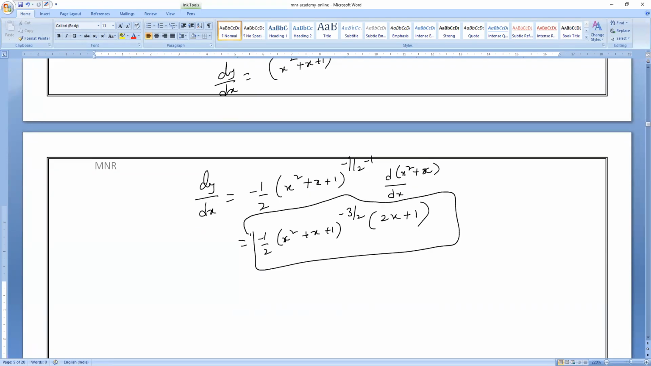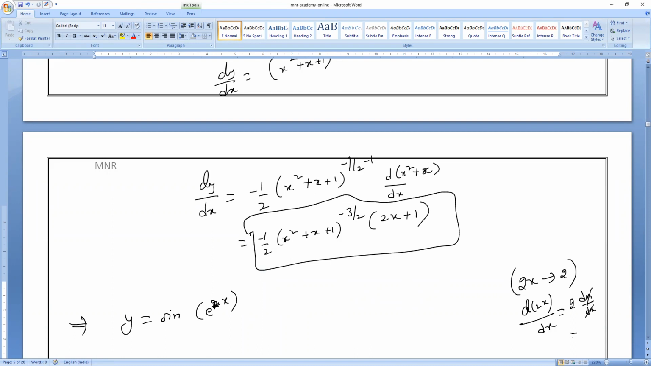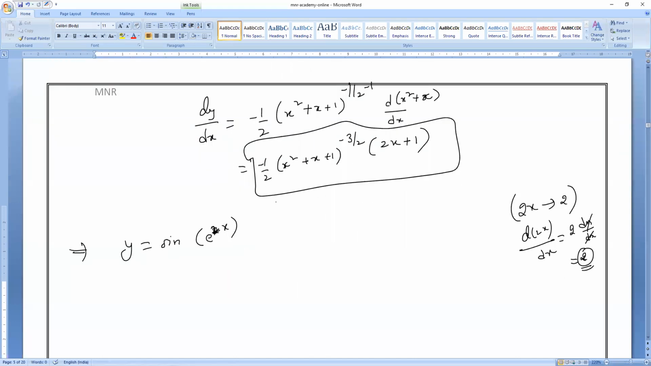Rudreshwa? Yes. Next. y is equal to sine of e power 2x. Be very careful. The differentiation of 2x is what? 2 is a constant, so dx by dx cancels, and the answer is 2. Now let me consider this entire term as x. Then tell me, the differentiation of sin x is cos x. So cos of e power 2x.